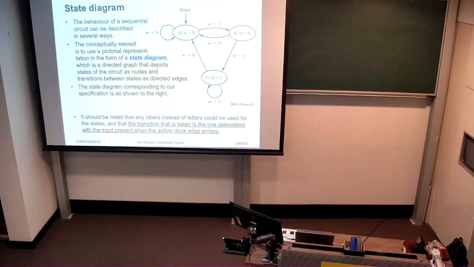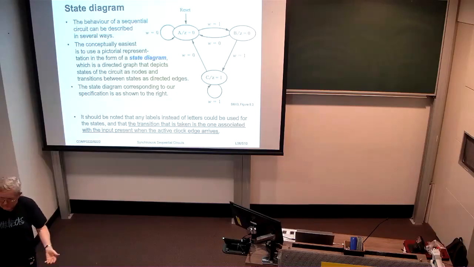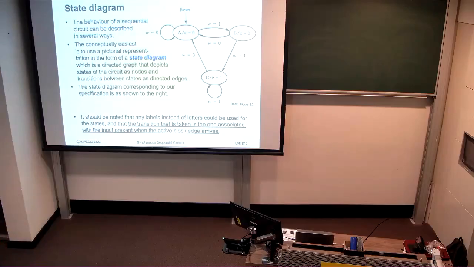All right. Essentially, it's not special that we called these states A, B, and C. We could have given them more meaningful names, so that's really immaterial. What is relevant is that we label the transitions with the input that causes that state transition, and that conceptually, that transition is taken when the active clock edge comes along. All right?